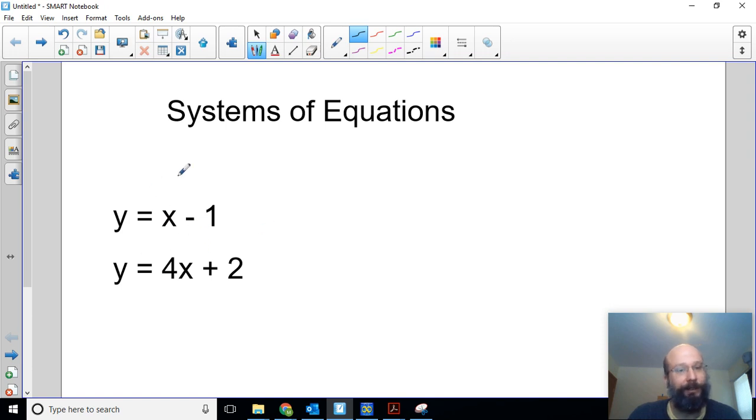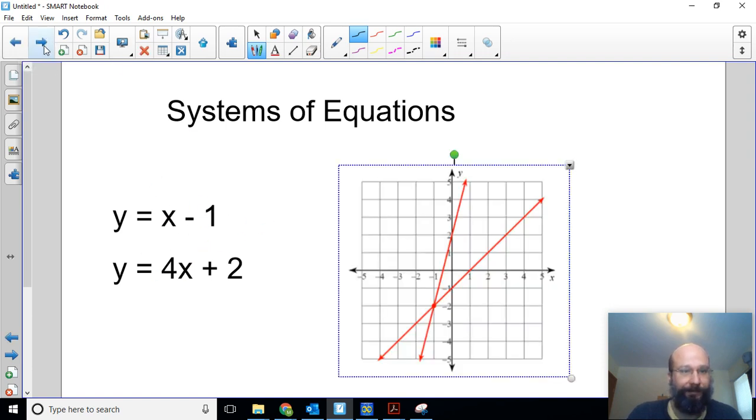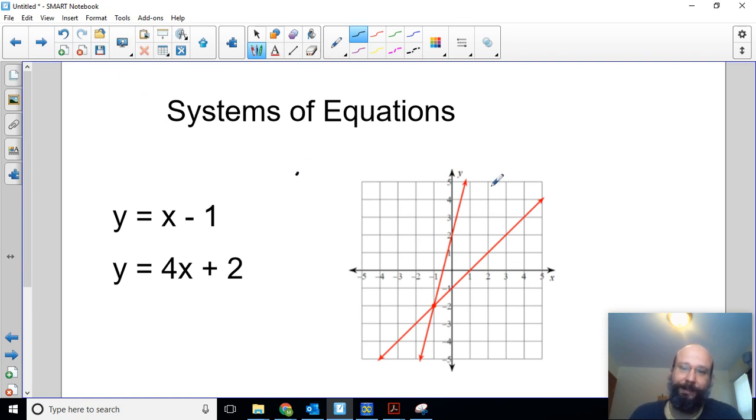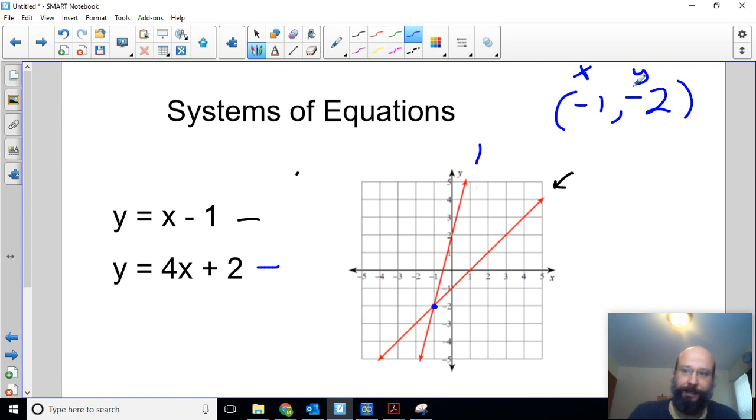If you were to graph this, it would look like this, right? This is these two linear equations graphed. This one is here, and this one is this line. And you can see where they cross. If you take this point as an ordered pair, which is (-1, -2), this is actually the answer to your system of equations because x equals -1 and y equals -2. So these two numbers would make both of these true.